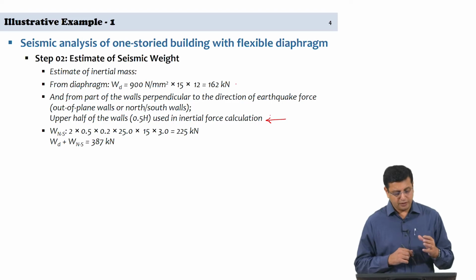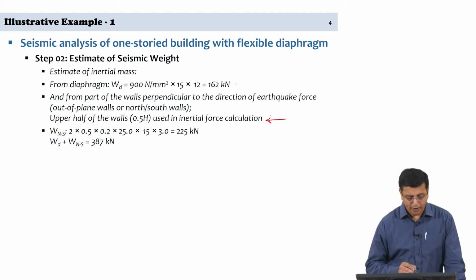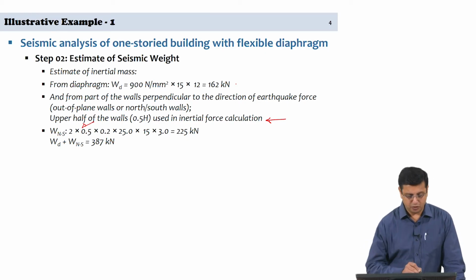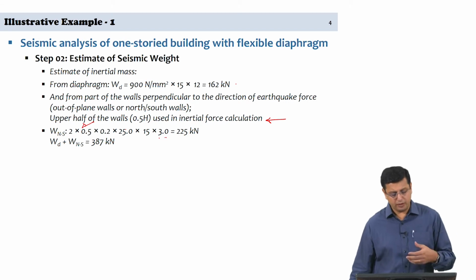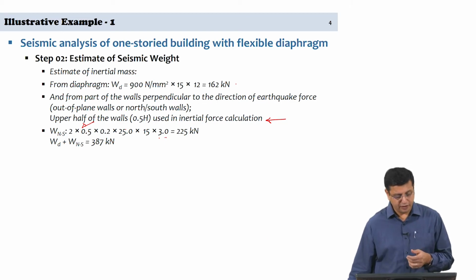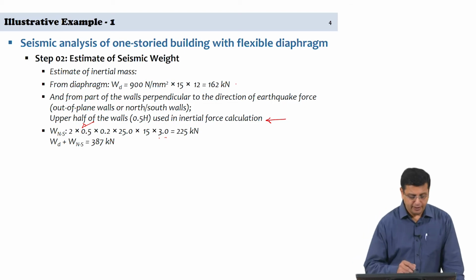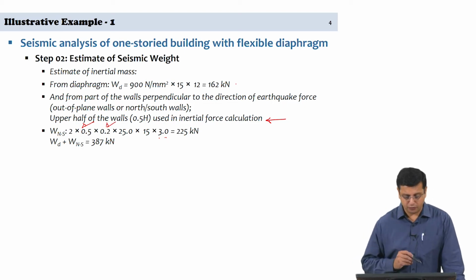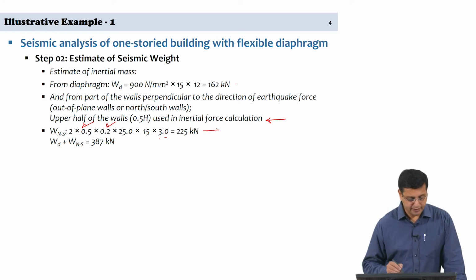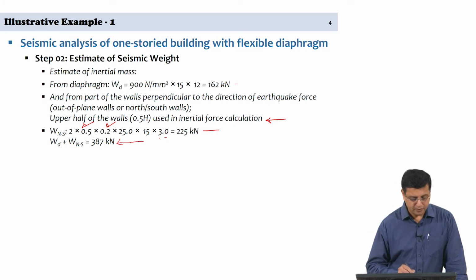So, what is the weight of the north wall and the south wall? We take 1/2 of the height of the walls, so 0.5 times h, 0.5 times h is 3 meters here, and there are 2 walls. We have taken the dead weight of the wall with respect to the density of CMU as 25 kilonewton per meter cube, and 0.2 is the thickness of the wall itself, 15 is the length of the wall. So, the weight of half of the northern and southern walls is calculated here. We then have the total weight, total inertial weight.